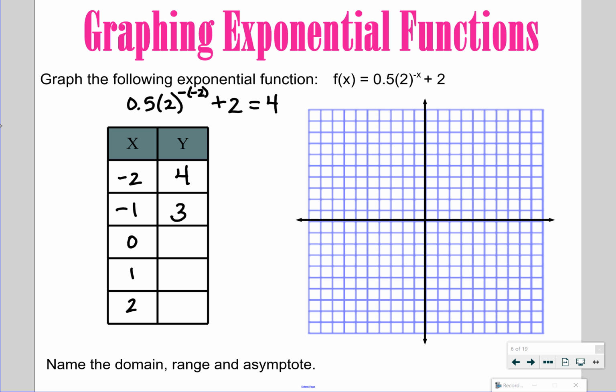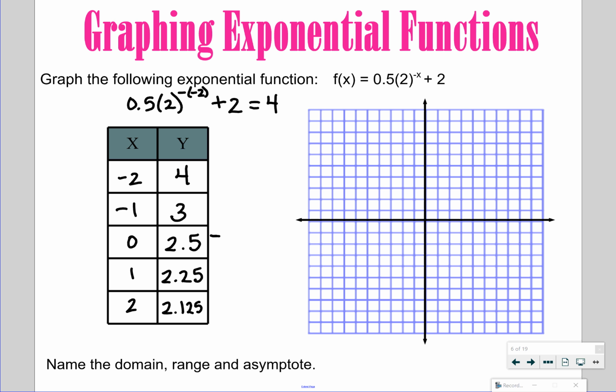Plug in the same thing again. This time it's going to be a 0 in for my x. I'm going to get 2.5. If I plug in 1, I'm going to get 2.25. And then if I plug in 2, I'm going to get 2.125.